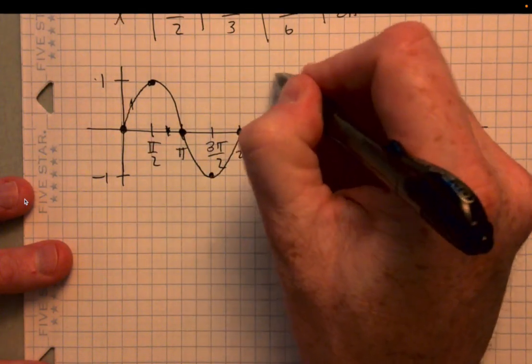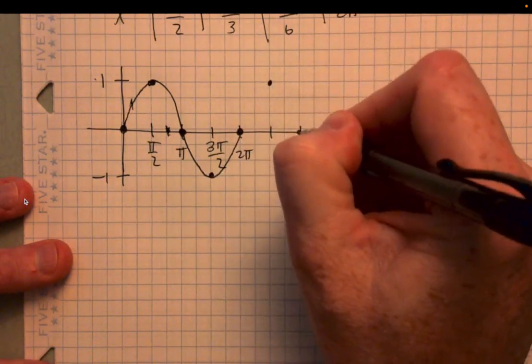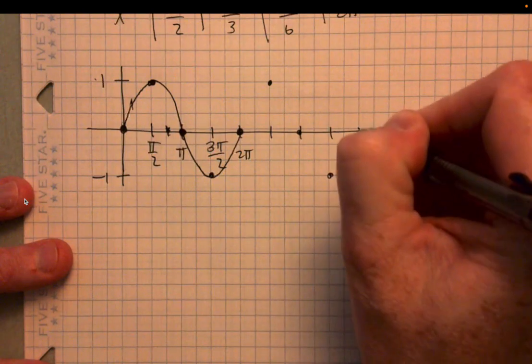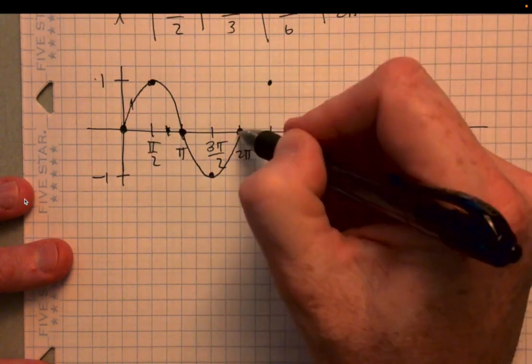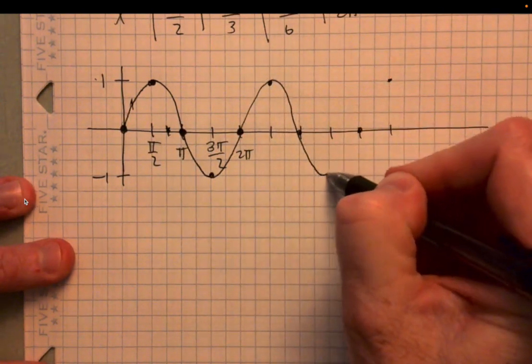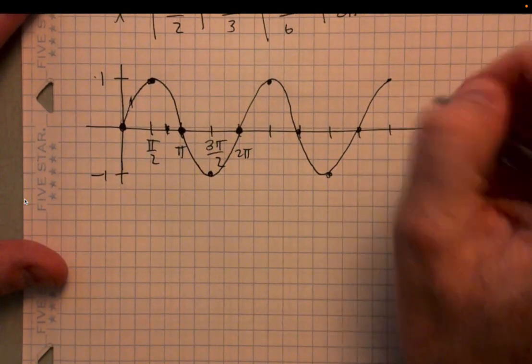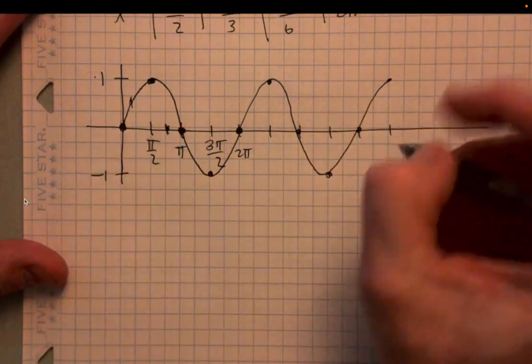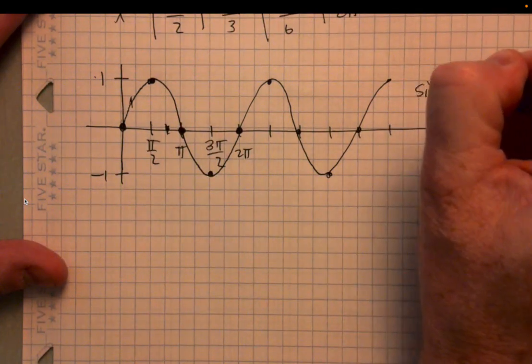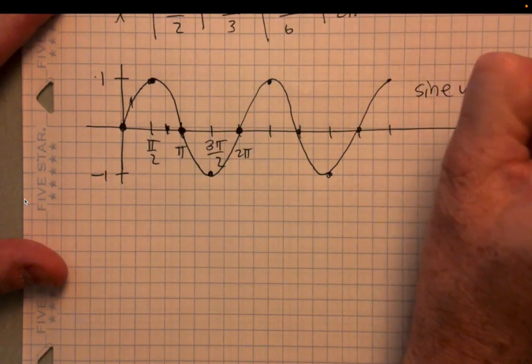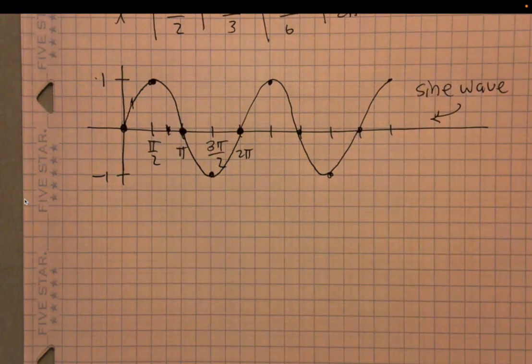I bet you can guess what happens beyond that. It just repeats this pattern forever. It just goes up and down forever. This is the graph of the sine function. Sometimes it's called the sine wave. That's what it looks like. It looks like a wave, and so it gets that name, sine wave.